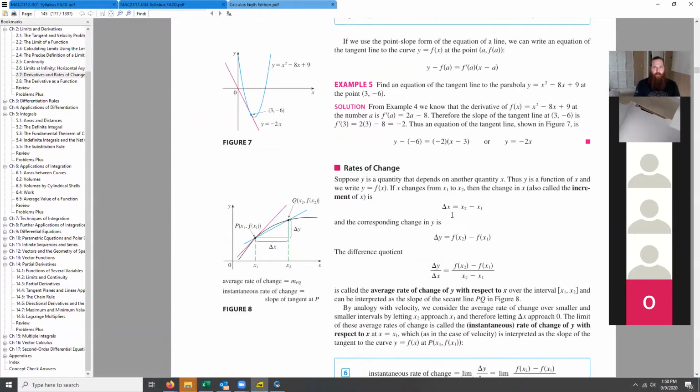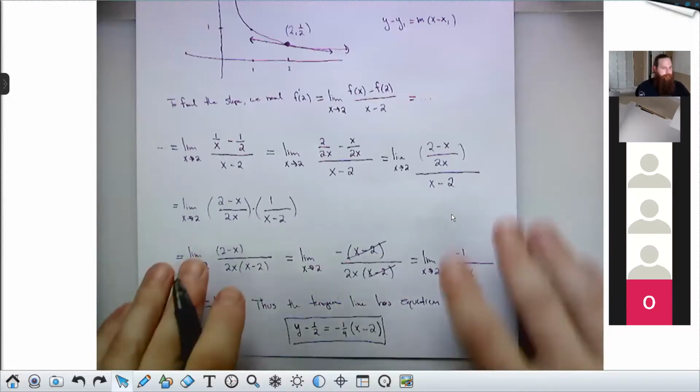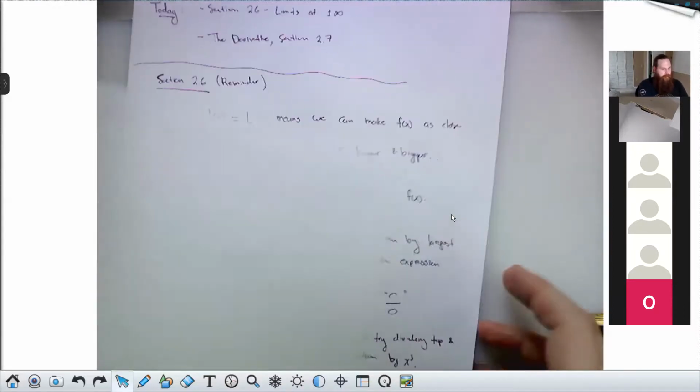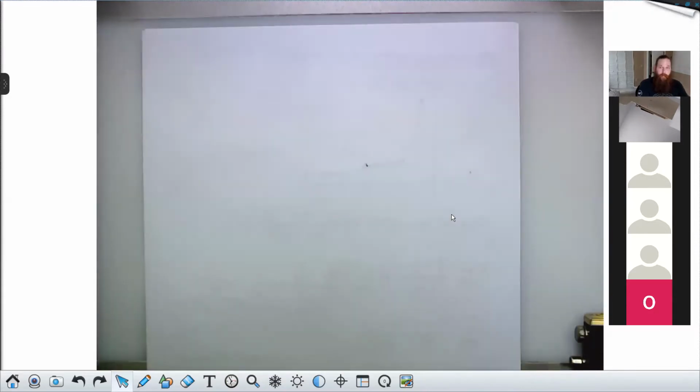So I guess it's time to talk about the interpretation here as a rate of change. We mentioned a little bit that these derivatives are rates of change, that they're limits of secant lines. Secant lines are average rates of change.